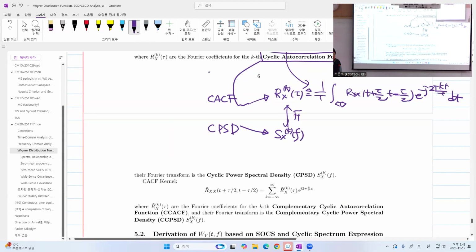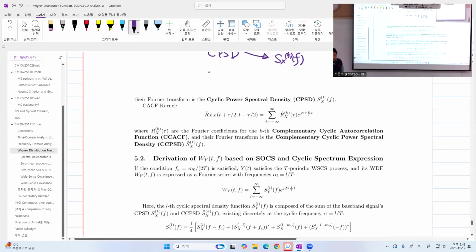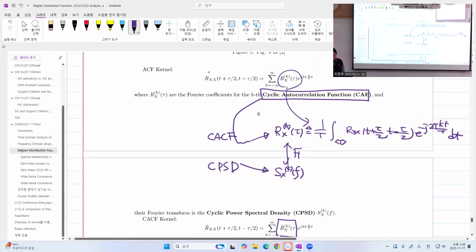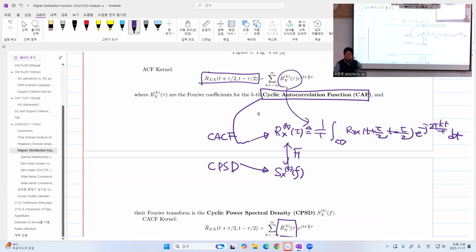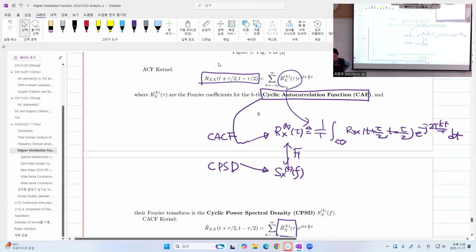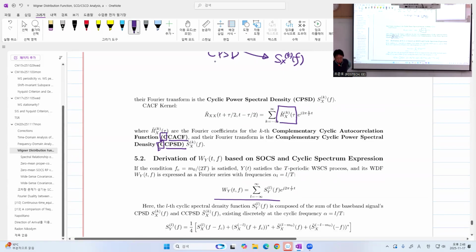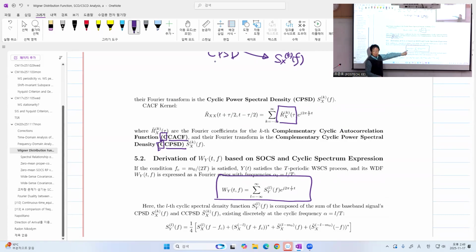Similarly, you can define the complementary cyclic autocorrelation function. Complementary cyclic autocorrelation function, this one, and its Fourier transform, complementary cyclic power spectral density. And now, if you Fourier transform this one with respect to tau, then what happens? You have the Wigner distribution. So you have an interesting result, a specialized result for the Weiss cyclostationary random process.